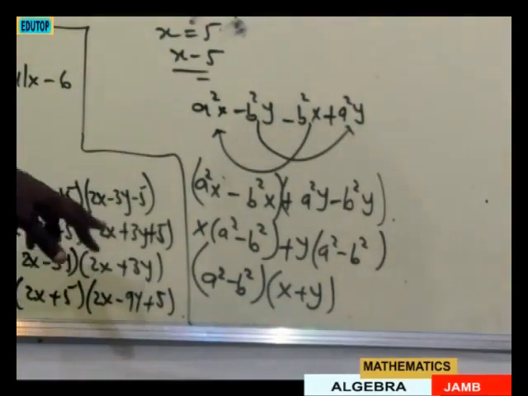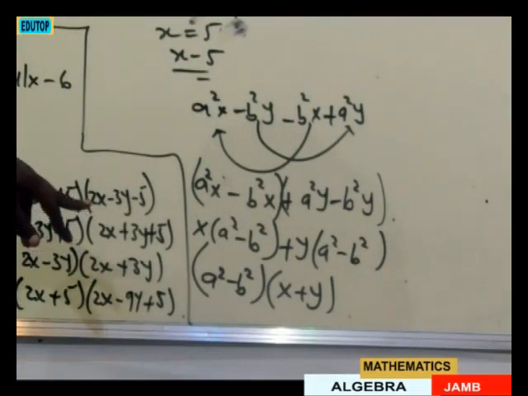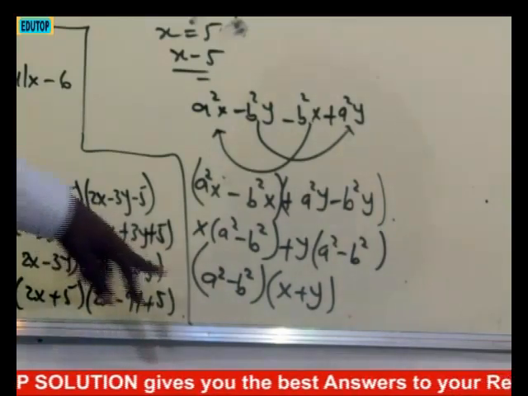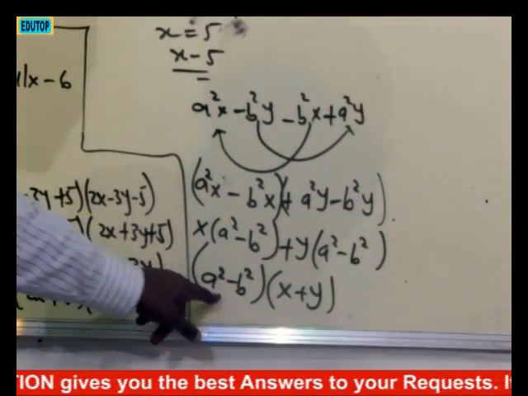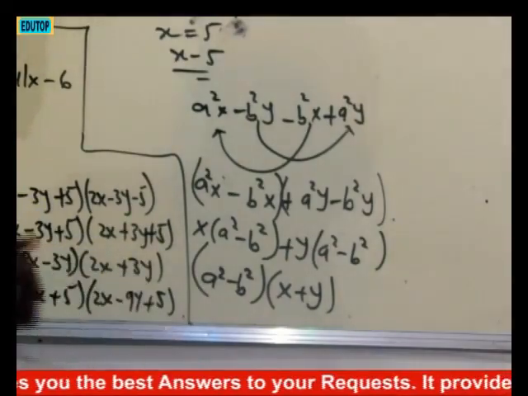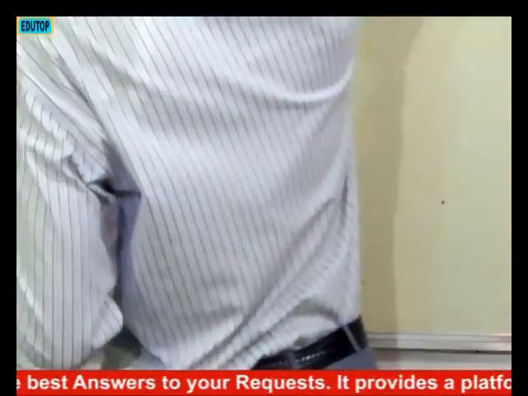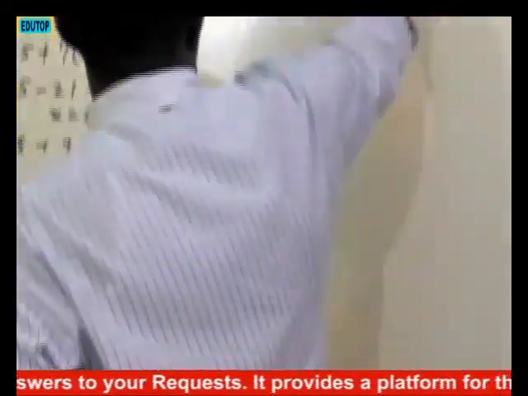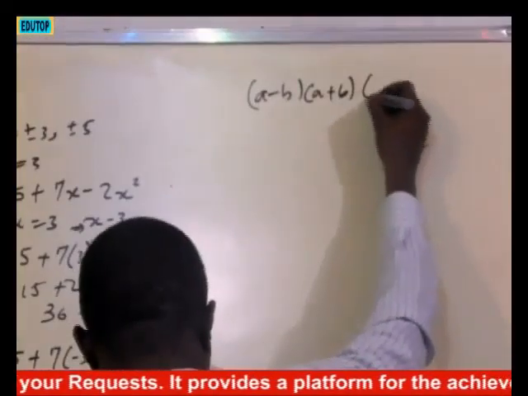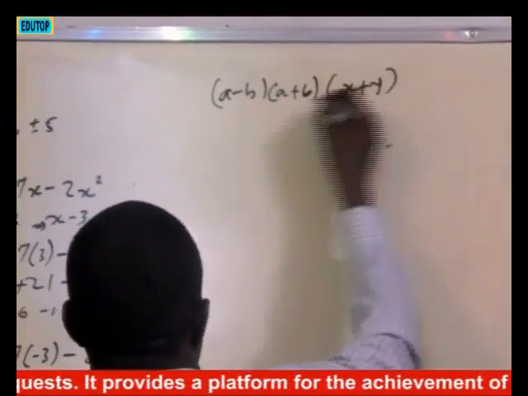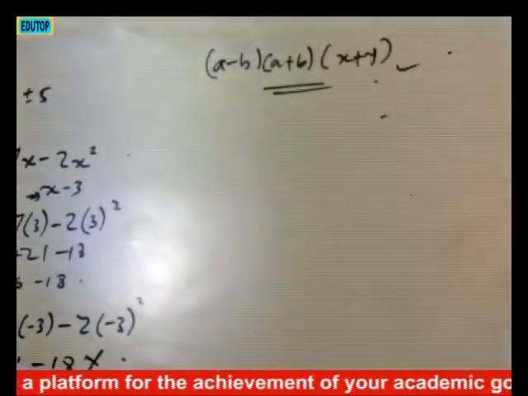So am I going to leave my answer this way? You might not find the answer this way in the options. So you can still break this down. You know that this one is what? Difference of two squares. Then I can now break it down to a minus b, a plus b into x plus y. So this is my final answer. You don't see the answer the other way, you definitely need it this way.